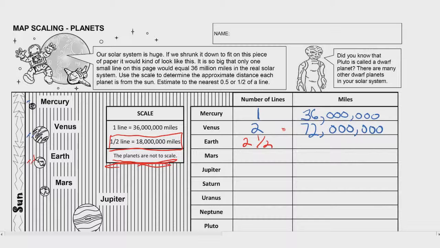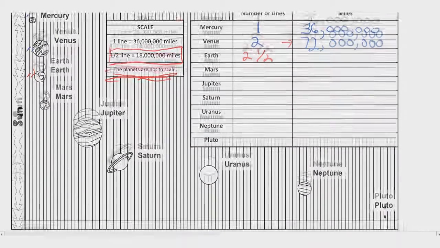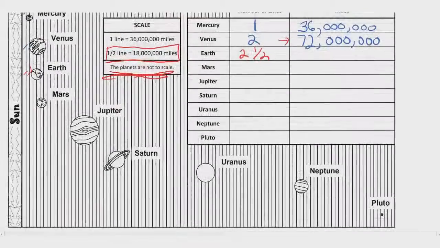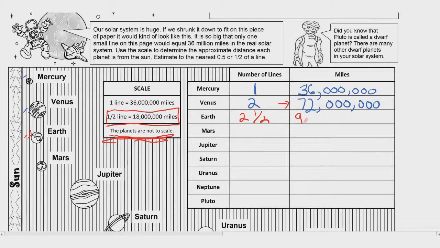And we know Venus is 72. So all we have to do is say 72 plus 18. And that gives us 90. And then we just add in the 6 zeros like we talked about before. So Earth is 90 million miles from the sun. Again, we're calculating the distance the planets are from the sun. So now we got Mars.